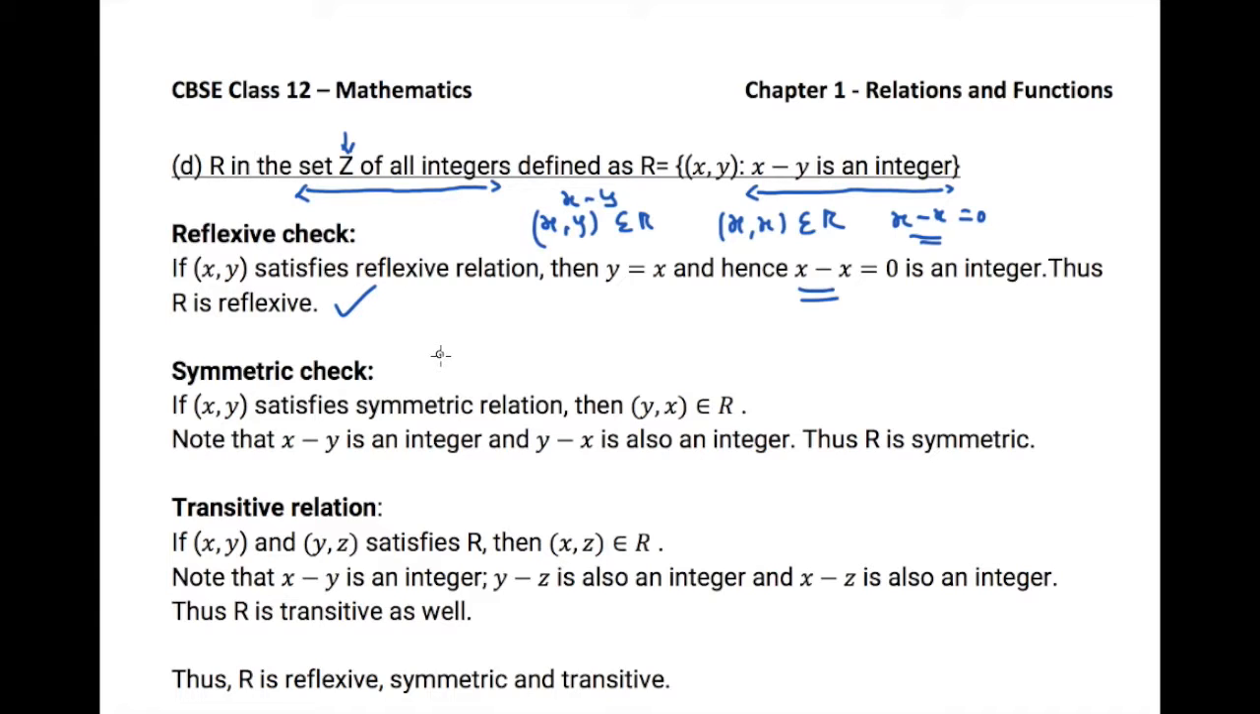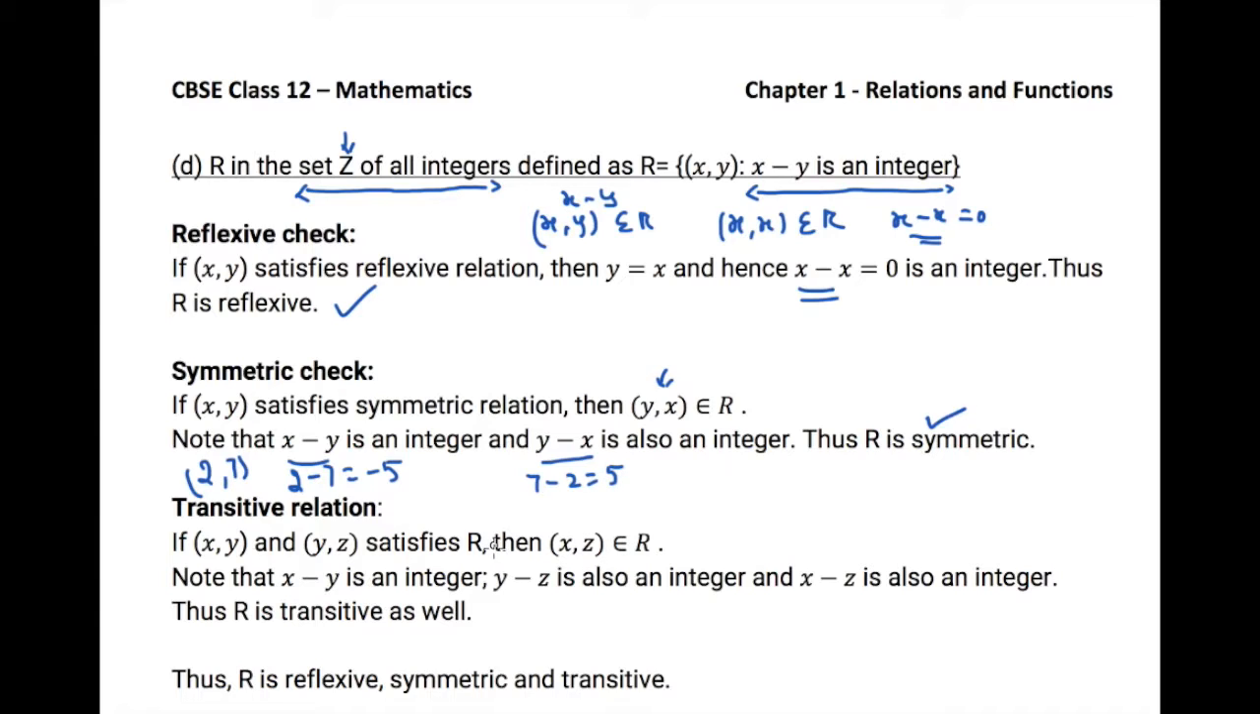Going for the symmetric check, we need to prove (y, x) also belongs to R. If x minus y is an integer, y minus x is also an integer. Let's say I am considering (x, y) as (2, 7). Then 2 minus 7 is equal to minus 5, which is an integer, and 7 minus 2 equal to 5 is also an integer, and hence R is symmetric.